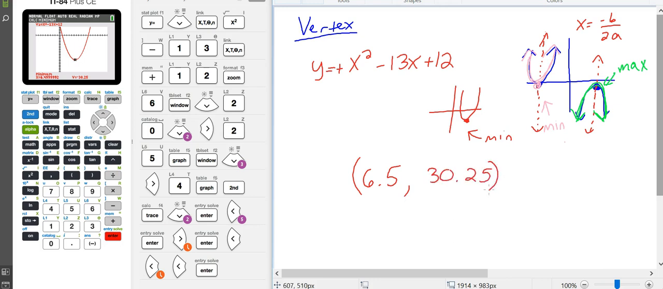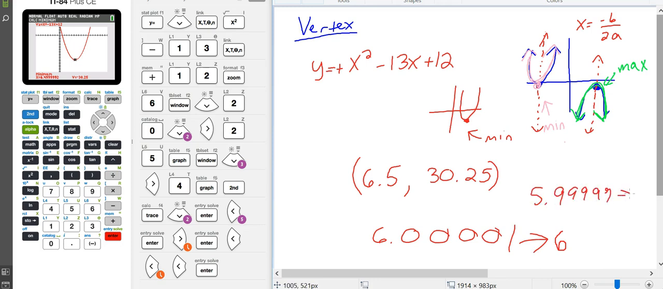So in general, if you have, let's say, 6.000001, you could assume that this is 6. If you have 5.999999999 something, you could assume that this is 6. If you have negative 0.000001, you could assume that this is just 0.